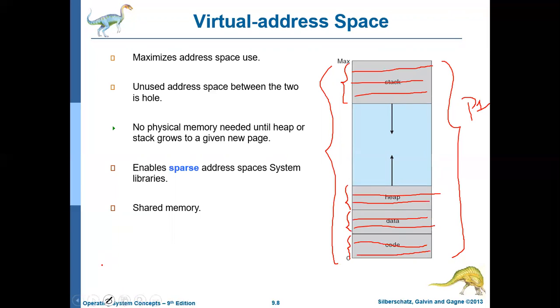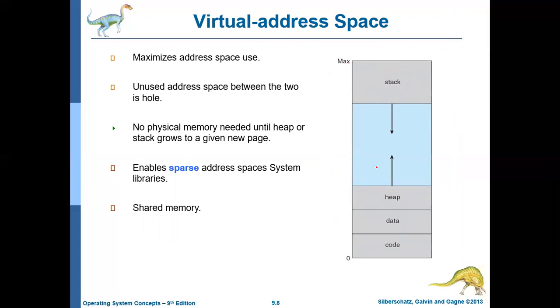What is stack and what is heap? Heap is used for dynamic memory allocation. During program execution, if new memory is allocated, that new memory will be allocated from the heap memory. So heap is used for dynamic memory allocation.